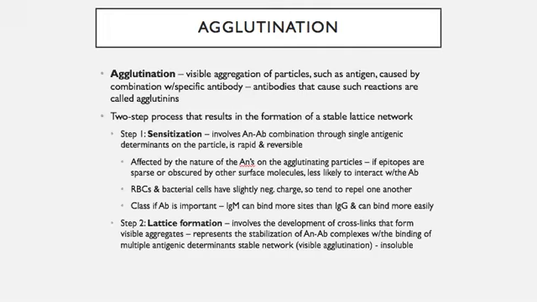So this involves the development of the cross-links that form those visible aggregates. So this represents the stabilization of the antigen-antibody complexes with the binding of multiple antigenic determinants. So you've got that stable network that forms, which is the visible agglutination. This is insoluble.